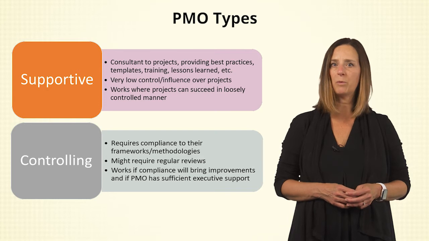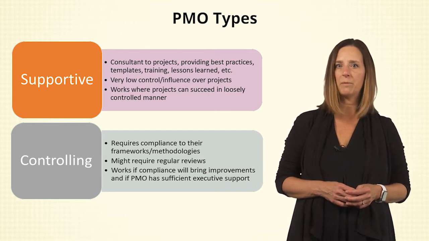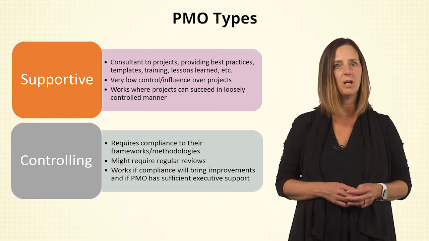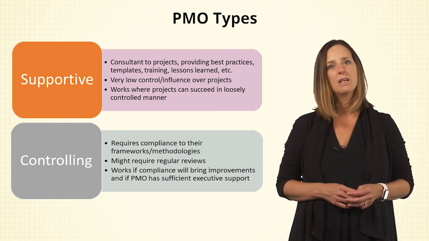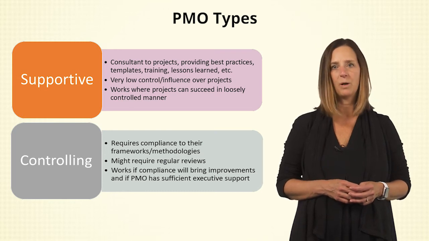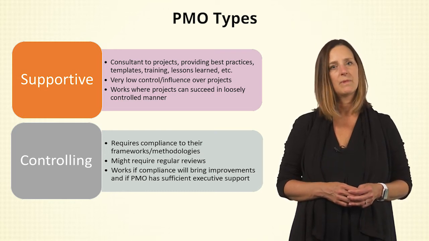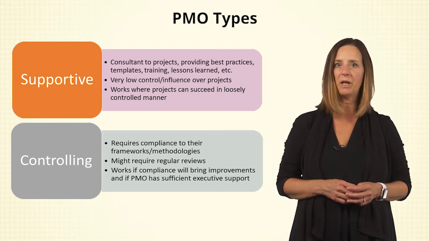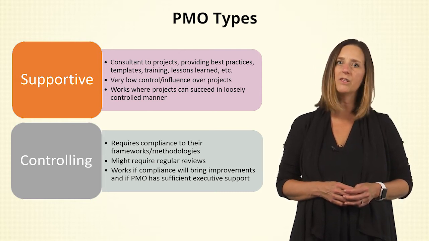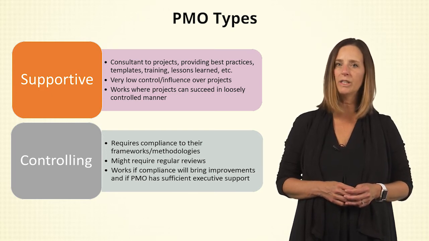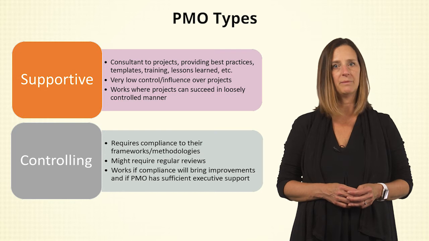Controlling PMOs have more control than supportive PMOs as they require compliance to their frameworks or methodologies by the projects they support. This can include the required use of processes, templates, forms, tools, and governance. In addition, project offices might need to pass regular reviews by the controlling PMO, and this may represent a risk factor on the project. Control and influence is relatively moderate.